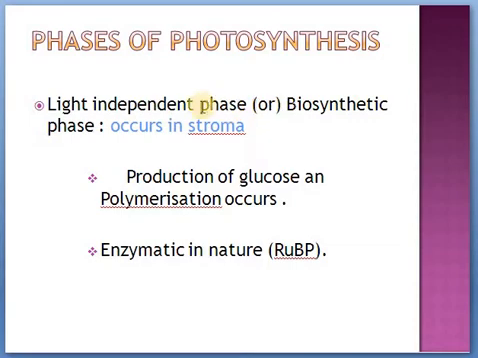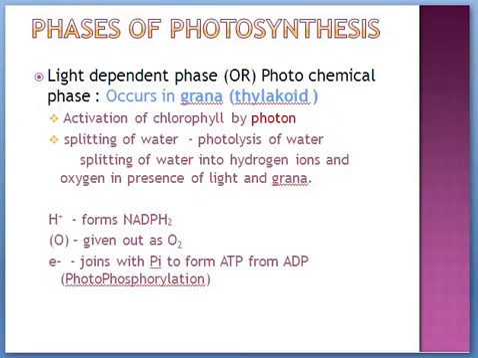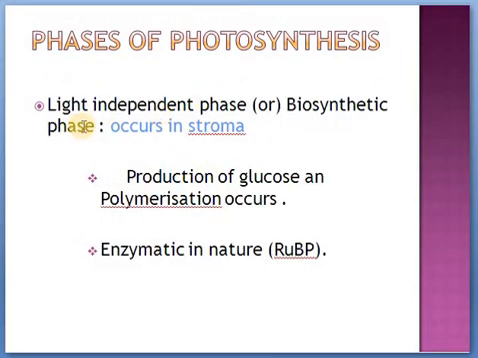Now the light independent phase is otherwise known as biosynthetic phase. Bio for organism, synthetic means production phase. So what is being produced in organisms at the time of this light independent phase? Glucose. Simple, right? So light independent phase or dark phase can be otherwise termed as biosynthetic phase. What is the other term for light phase? Photochemical phase. Photochemical phase is light phase and biosynthetic phase is dark phase.